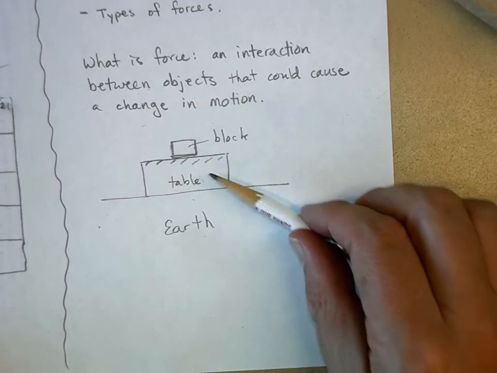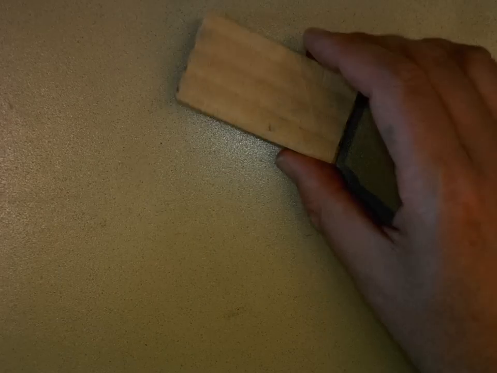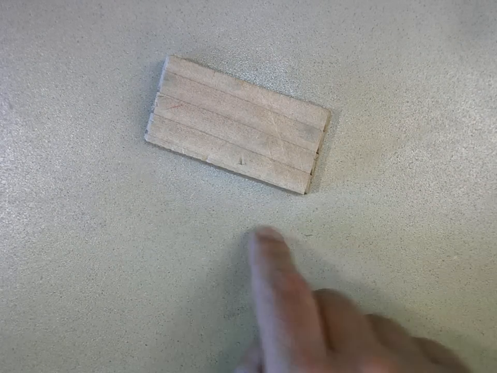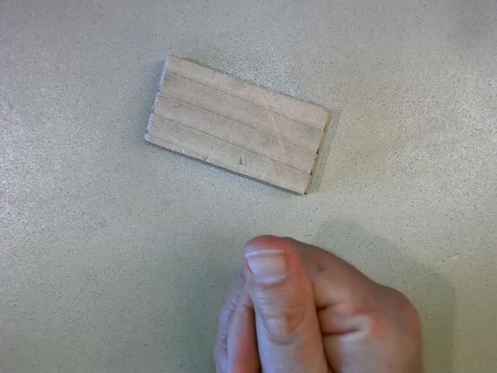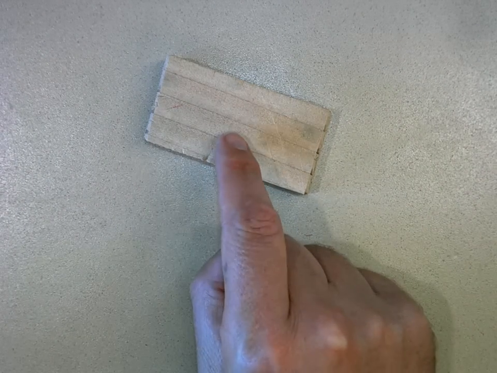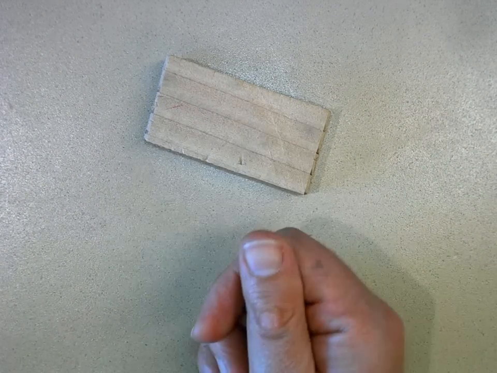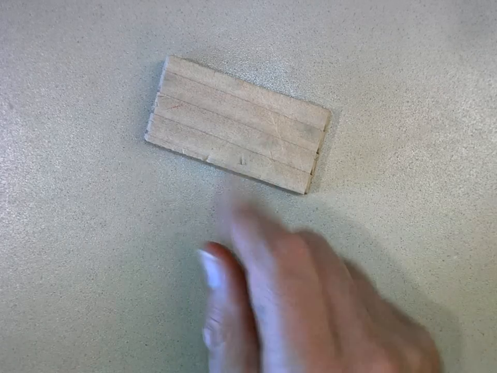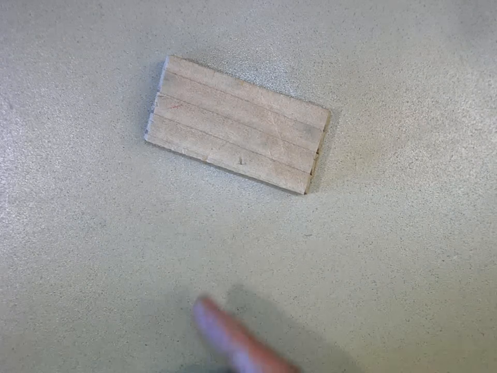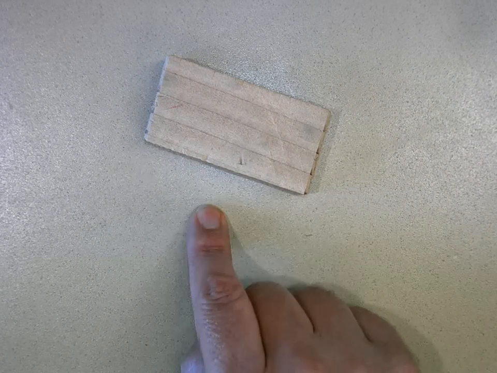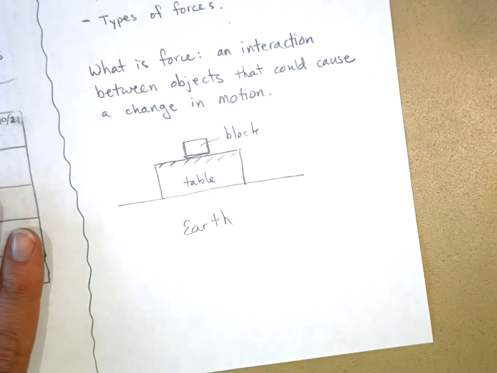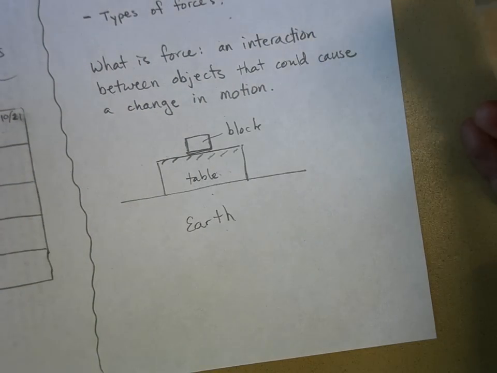It's also interacting with the table. If I look at it right here, how come this block of wood isn't falling down towards the center of the earth? Well, that's because the table is pushing up on the block. It's not letting it fall down. So even as the earth is pulling the block of wood down, the table is pushing this block up, and they're canceling each other out. So there's an interaction between the table and the block of wood. They're interacting with each other, and these interactions can cause motion.